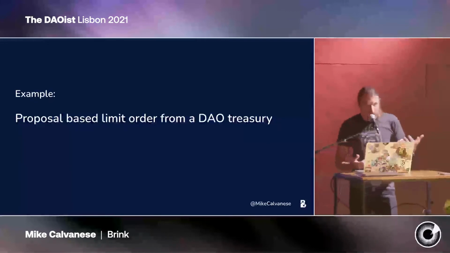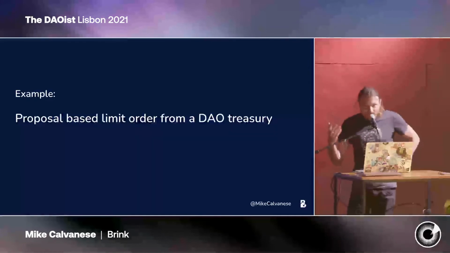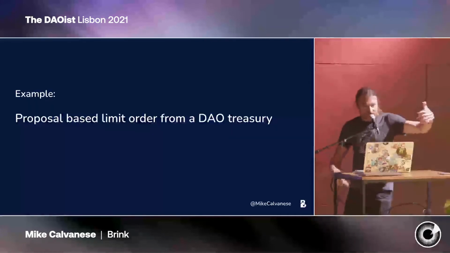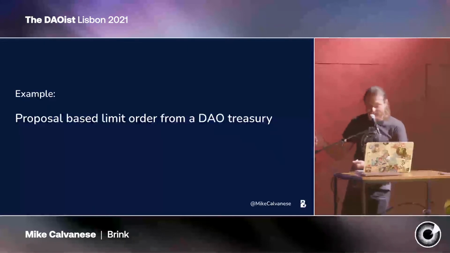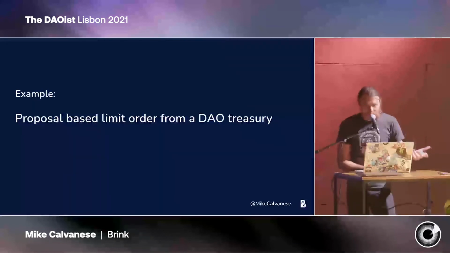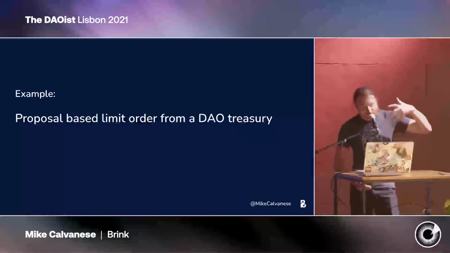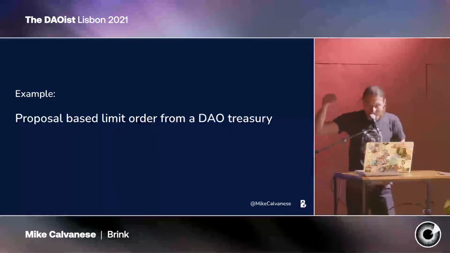So what if you want to do something like a swap? You have some ETH that the DAO has accumulated in a treasury, and the DAO wants to do a buyback of their native token with that ETH. If they create a proposal that says, okay, swap all our ETH for this token, well, that might take a month to pass, and you don't know what the market price is going to be at the end of that month. So what a DAO could do through the Brink Automated Execution Network is, instead of creating a proposal just to do the spot market swap, create a proposal to actually create a limit order instead.